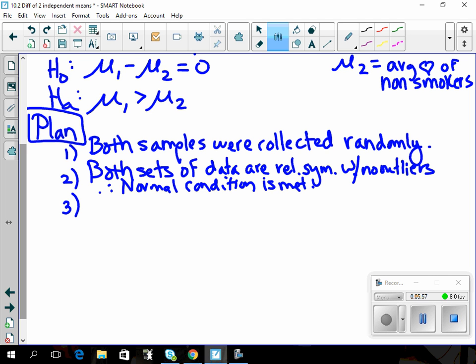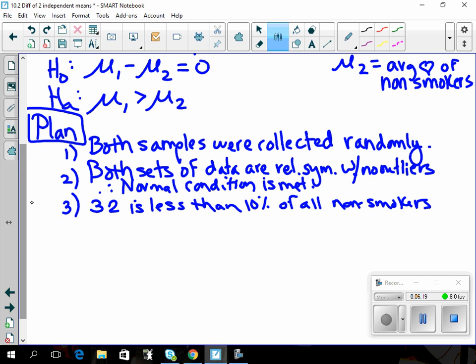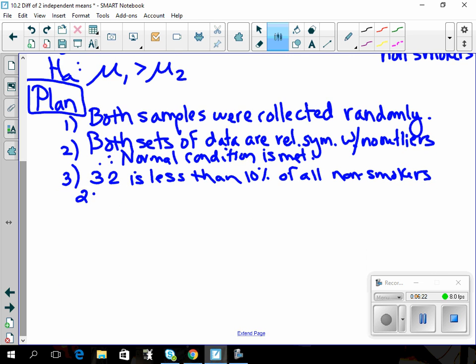And we want to look at our two sample sizes, and we want to think about, is 32 less than 10% of all... I think the 32 goes with the non-smokers, right? Would you agree with that? So you would just say 32 is less than 10% of all non-smokers. And then the other sample size was 26. So 26 is less than 10% of all smokers. So our conditions have been met. Our assumptions have been met. Therefore, it is safe to continue with our two sample t-test.